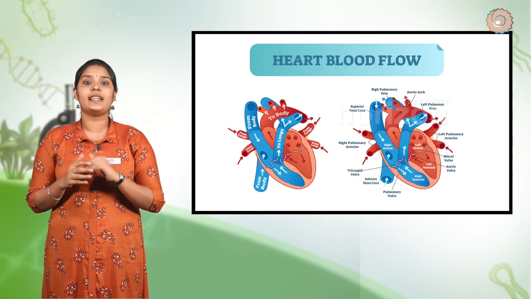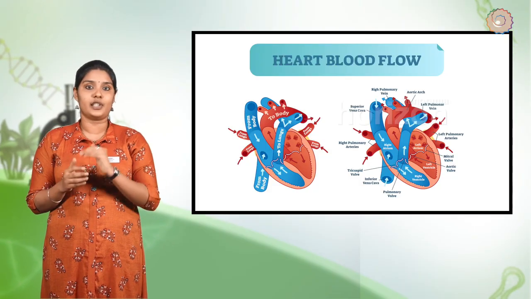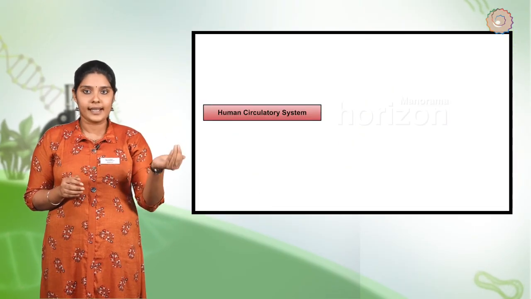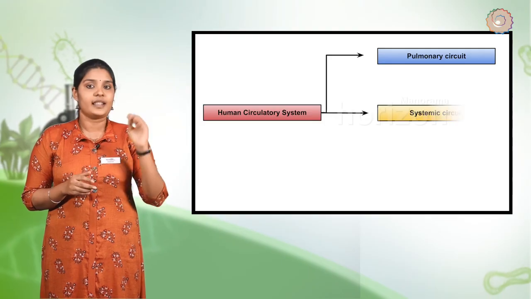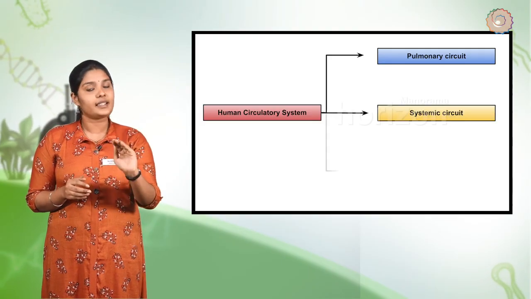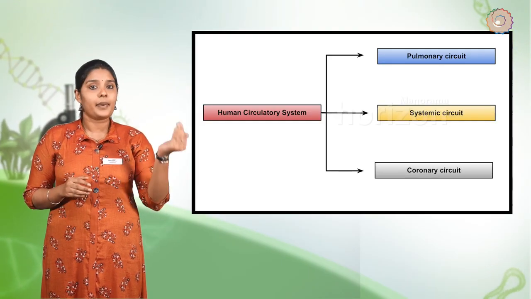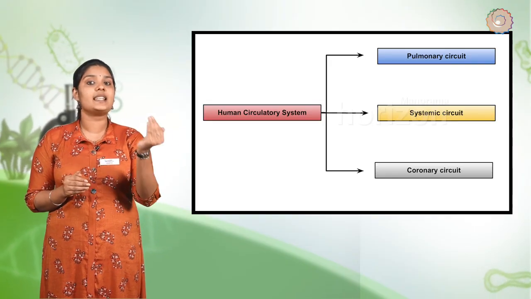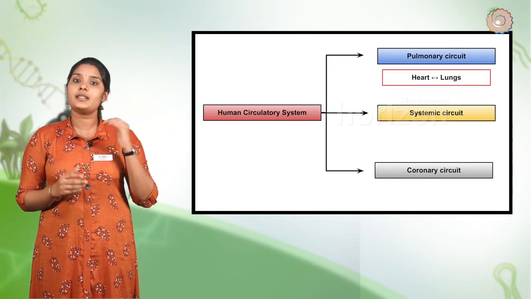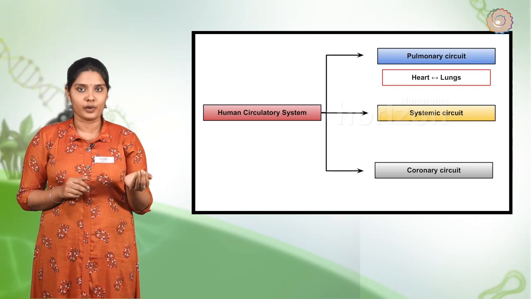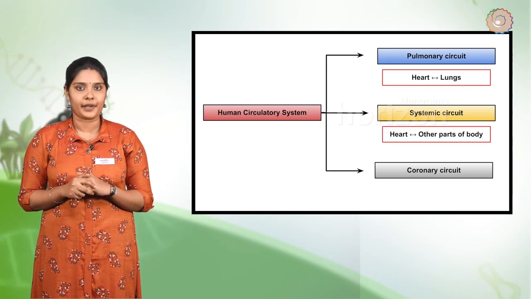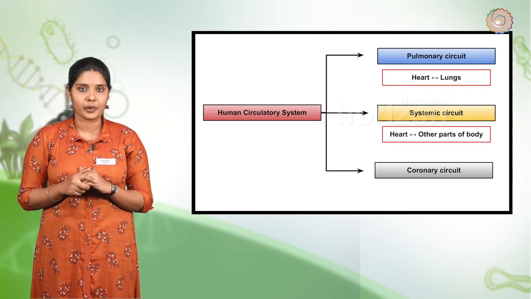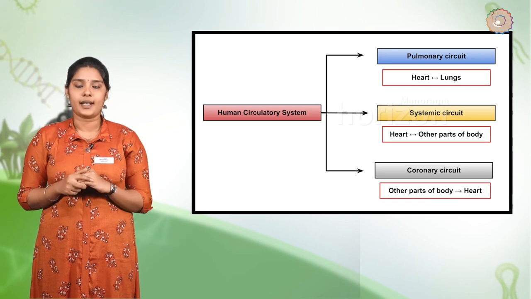The human circulatory system has many circuits or pathways, like the pulmonary circuit, the systemic circuit and the coronary circuit. The pulmonary circuit provides blood flow between the heart and the lungs. The systemic circuit allows the blood to flow to and from the rest of the body. The coronary circuit provides blood only to the heart.